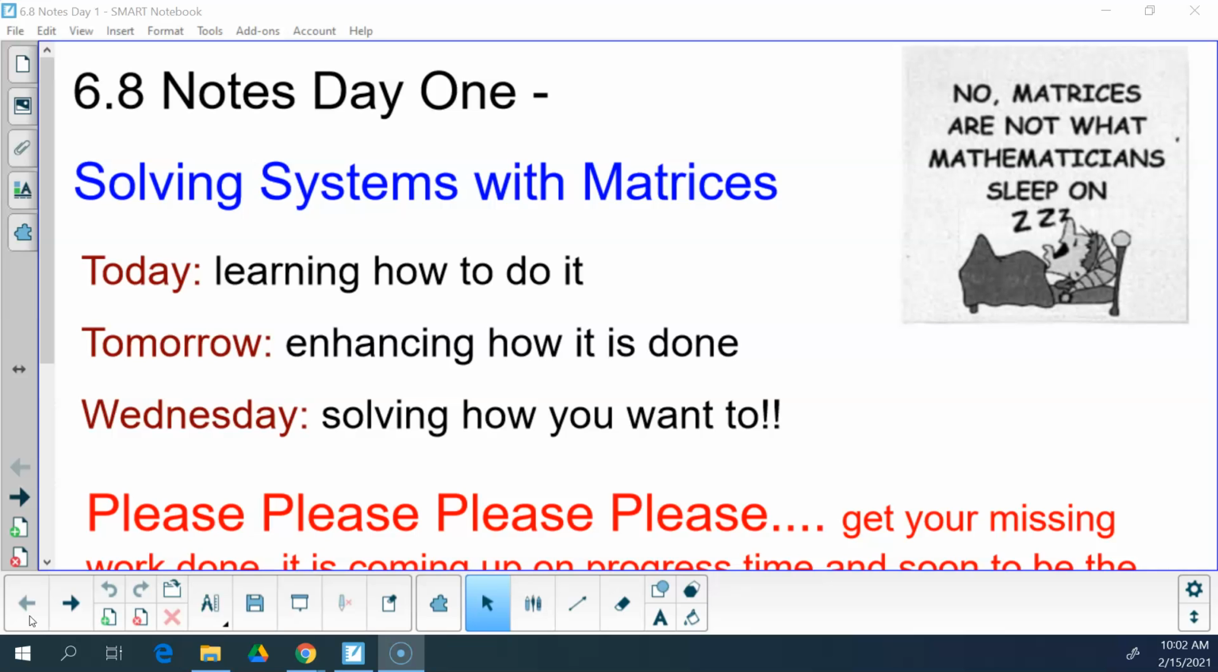Tomorrow, there will be a video enhancing how it is done, doing another example for you to work out and try on your own and then see how it is truly done. Okay? And then Wednesday is going to be your day. You get to solve how you want to solve on Wednesday, no matter what kind of a system it is. Okay?